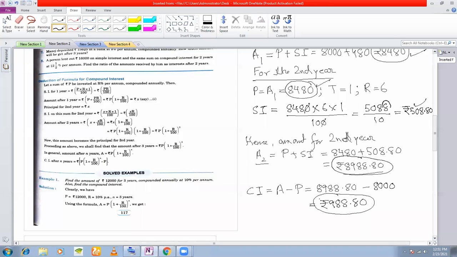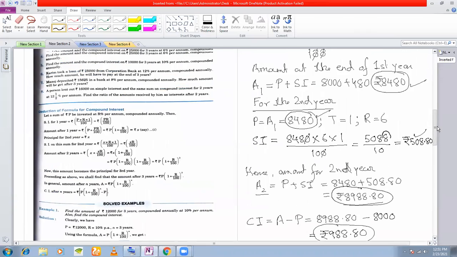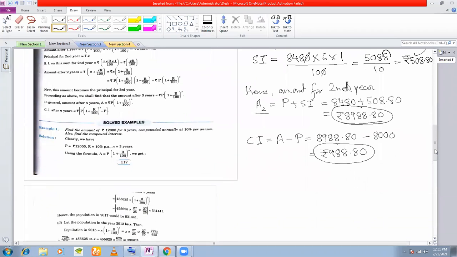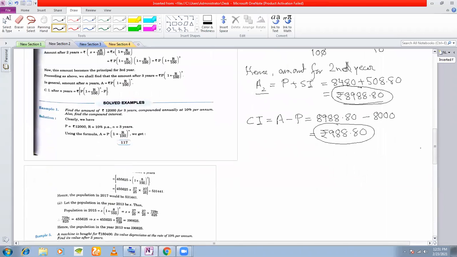So what you see is that we have done the calculation of the amount and also the compound interest by simple interest formula. But instead of getting into this long drawn method of applying simple interest formula for calculating compound interest, we shall now see what compound interest formula is and how we can calculate very easily. We can do the same sum very easily with the help of compound interest formula.